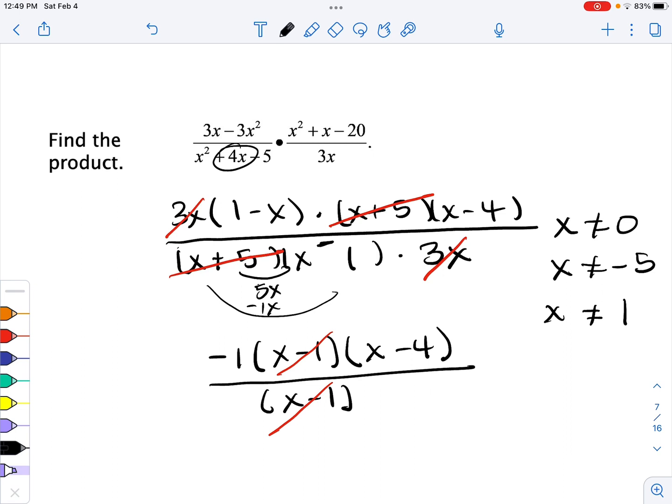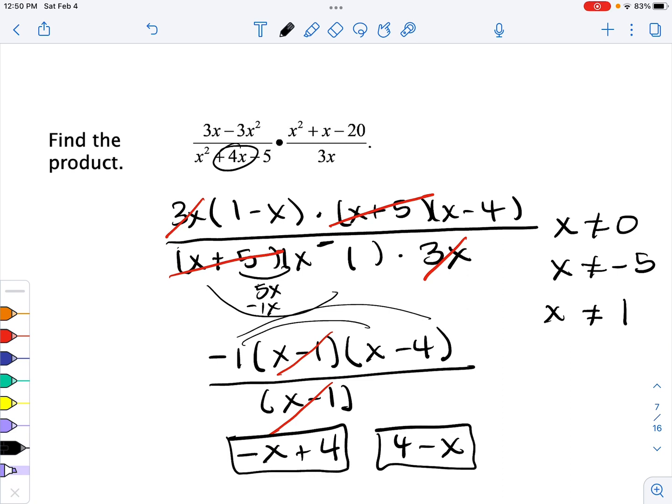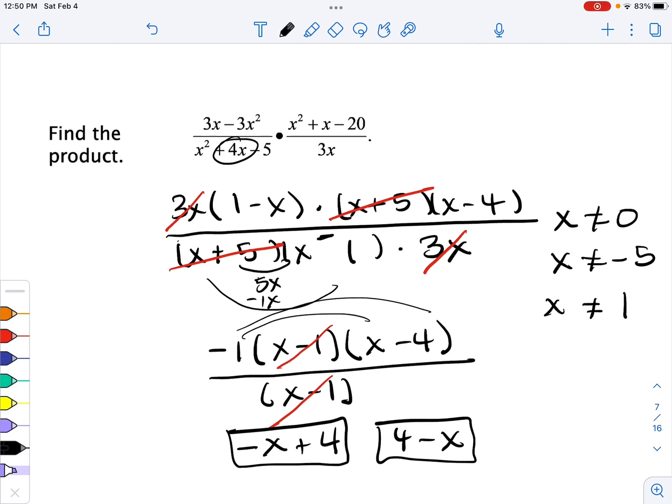And what we have left is negative, I'm going to distribute the negative 1, right? So it's going to be negative 1 times x is going to be negative x. Negative 1 times 4 is going to be positive 4. So you can leave it like that, or you can switch it and have it be 4 minus x. Either one is the correct answer. Make sure you're factoring correctly. Wow, so easy to make a mistake there.